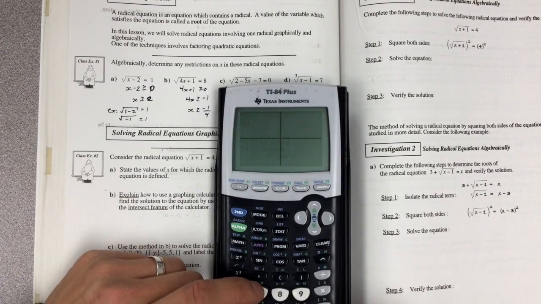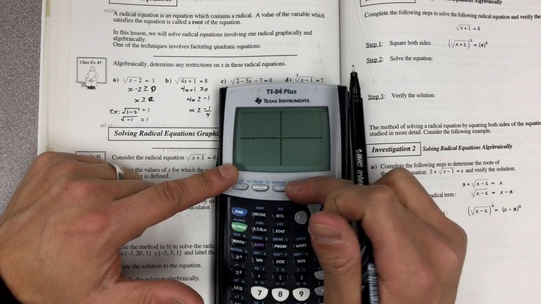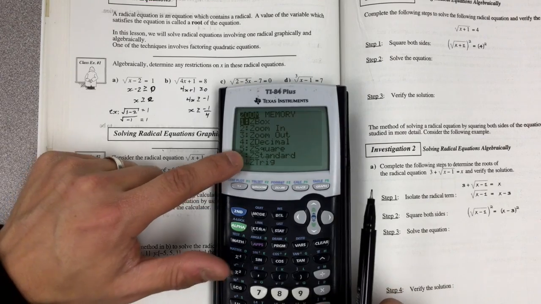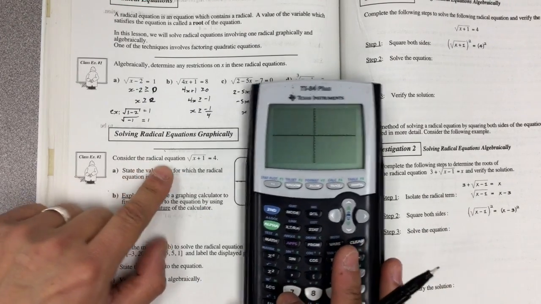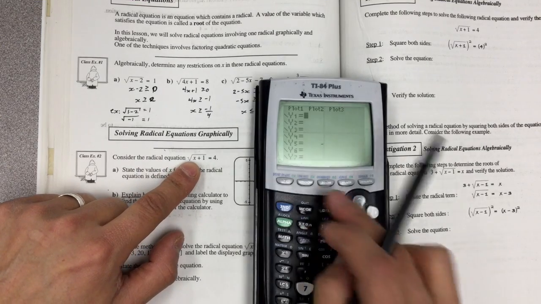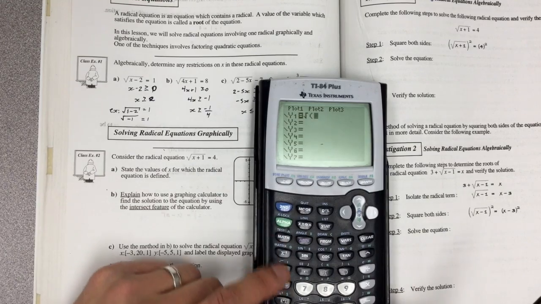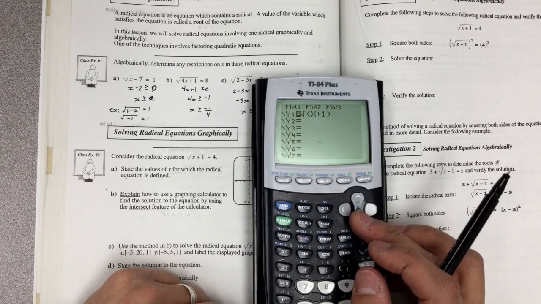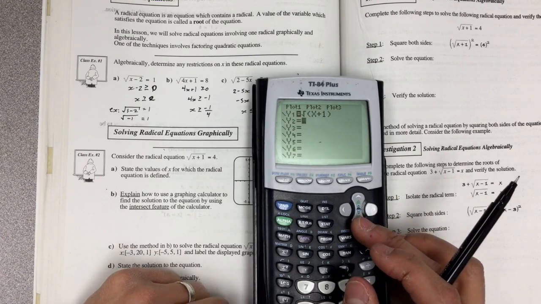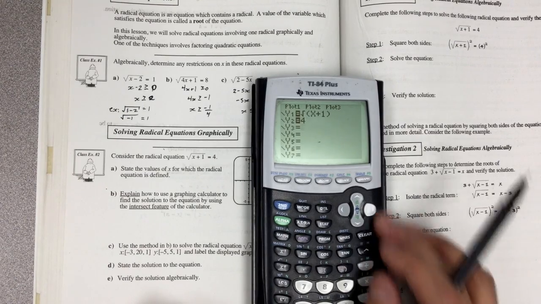Before we start, we want to make sure that we're in our standard graph mode. So go to Zoom and press option 6 for my standard graph. We want to graph this equation. In order to graph this, I would choose my y equals, and I would put in the square root of x plus 1, and close that bracket. In y2, I would put 4. And now I can graph.